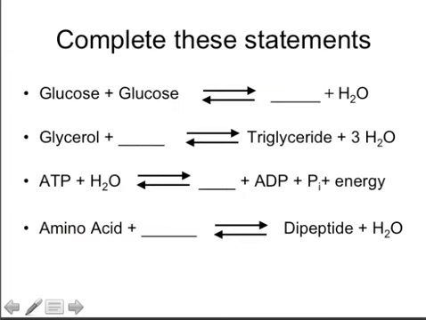Okay, complete these statements. Glucose plus glucose produces maltose plus water. Glycerol plus 3 free fatty acids produces a triglyceride plus 3 water molecules. ATP plus water produces a hydronium ion plus ADP and inorganic phosphate and energy in the form of both heat and usable energy. The hydronium ion forms because a proton is given off when you split off a phosphate from ATP, and that will associate with the nearest water molecule.